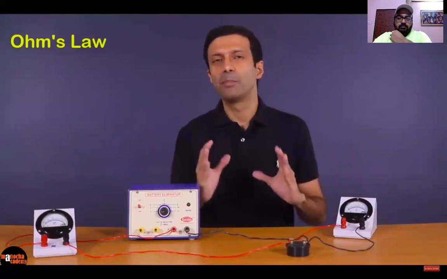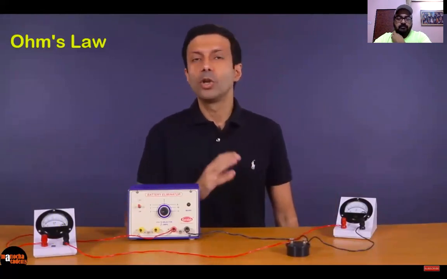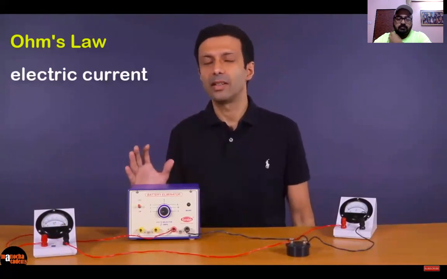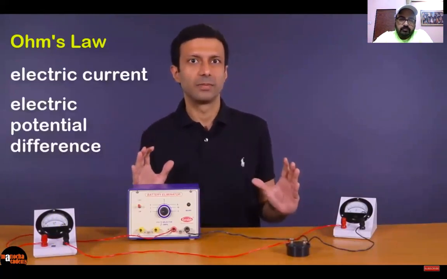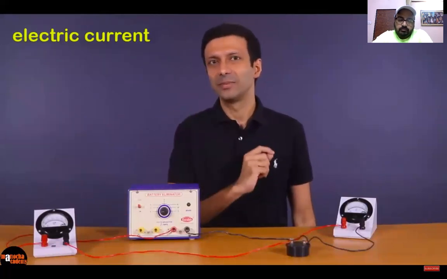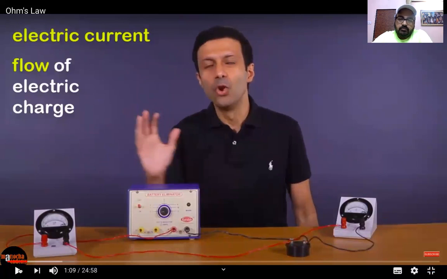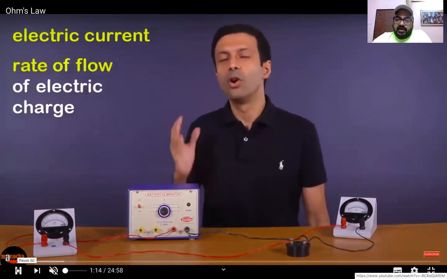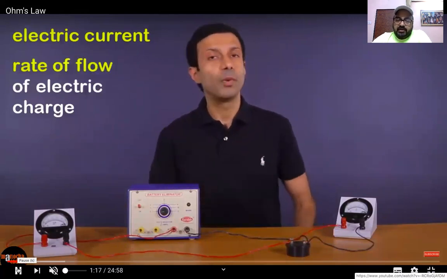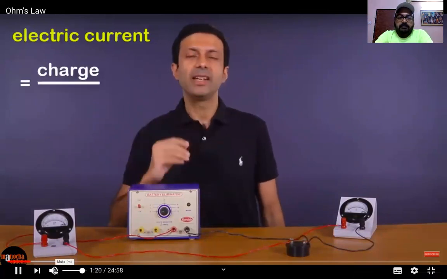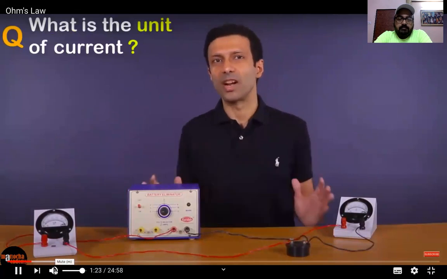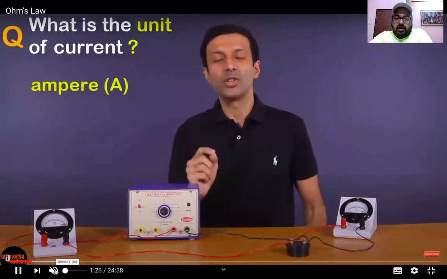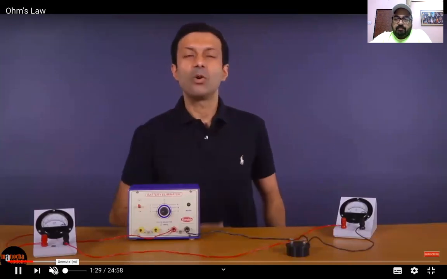Ohm's law is a very important law in electricity. Ohm's law gives us the relation between electric current and electric potential difference. Now, do you remember what is electric current? It is the rate of flow of charge, that is Q by T, charge divided by time. Now, what is the unit of current? That, again, you all know that unit of current is ampere.